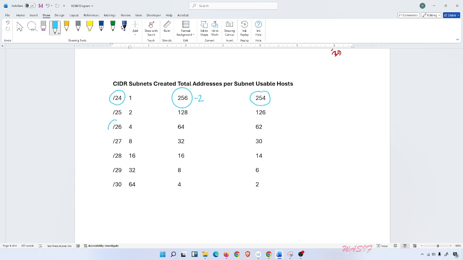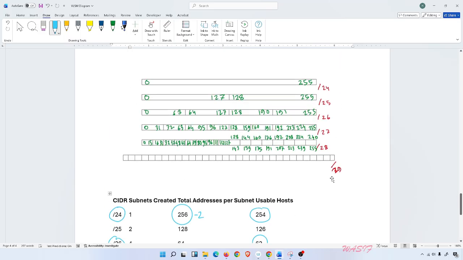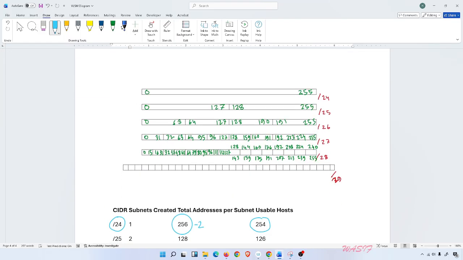When it was /26, you had 62 usable IP addresses. When it is /27, you have 30 usable IP addresses. When it is /28, you have 14 usable IP addresses. Now, look at this /28 very carefully. We have 0 to 15, that means a total of 16 IP addresses, 14 usable. Then 16 to 31, then 32. So you have 14 usable IP addresses.